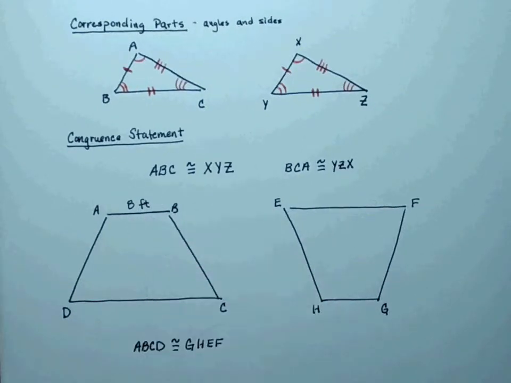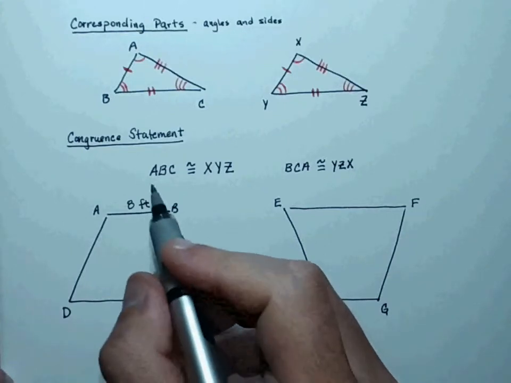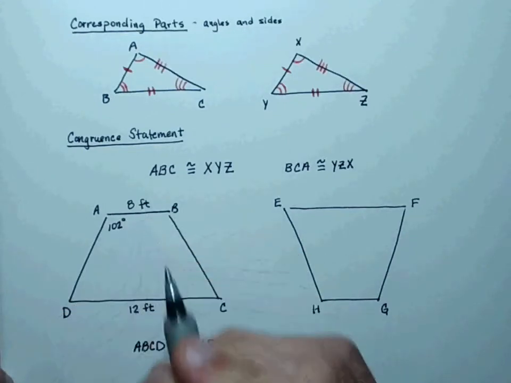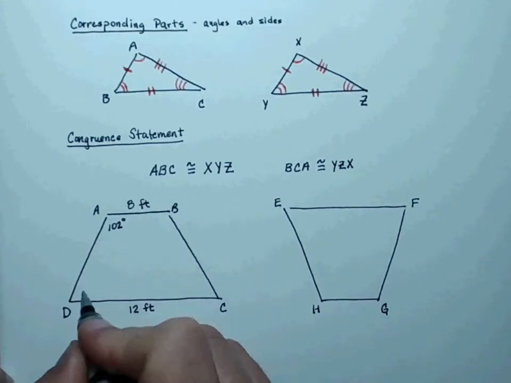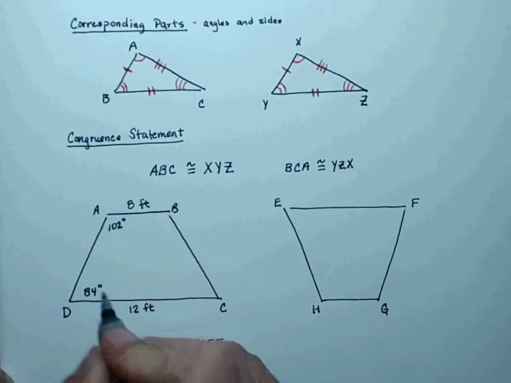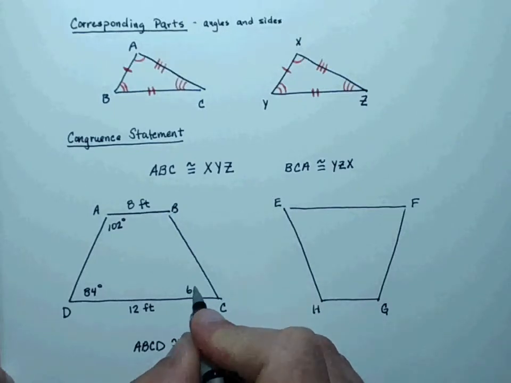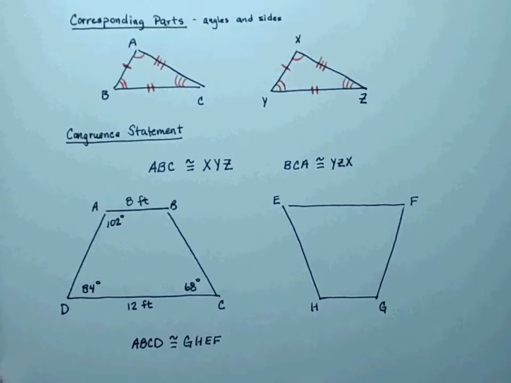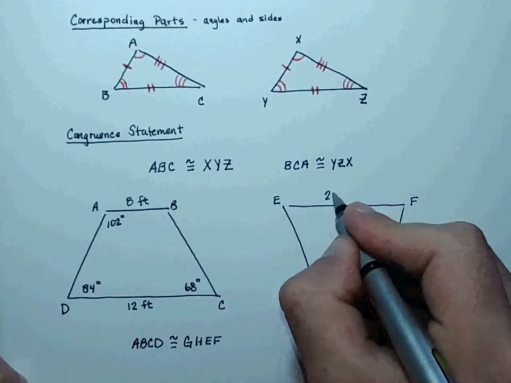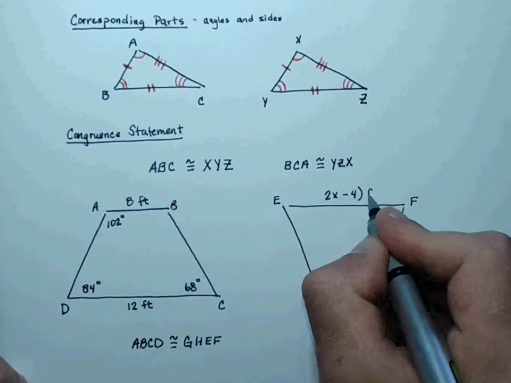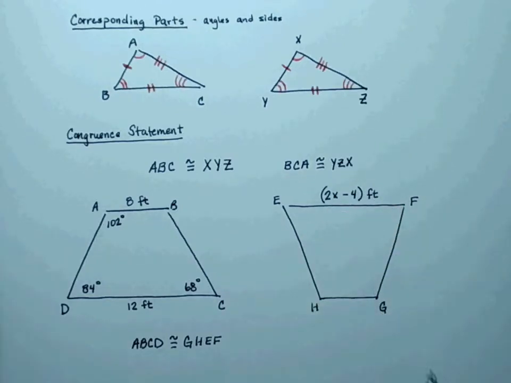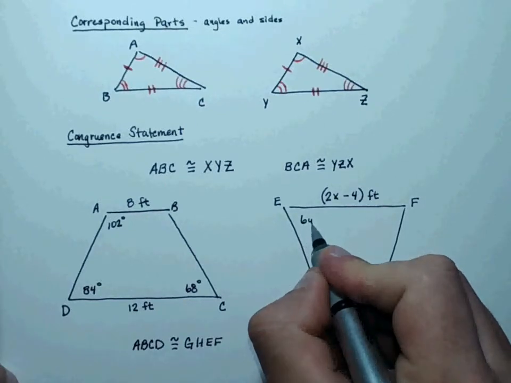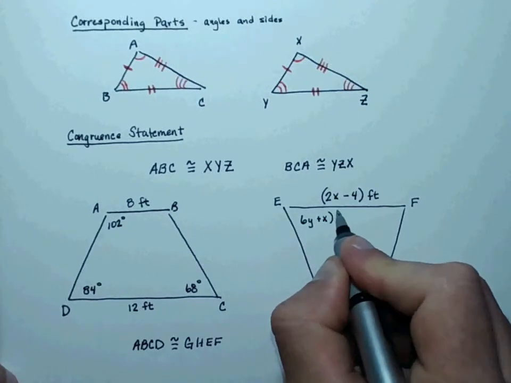AB is 8 feet. CD is 12 feet. Angle A is 102 degrees. Angle D is 84 degrees. Angle C is 68 degrees. Side EF is 2x minus 4 feet. Angle E is 6y plus x degrees.